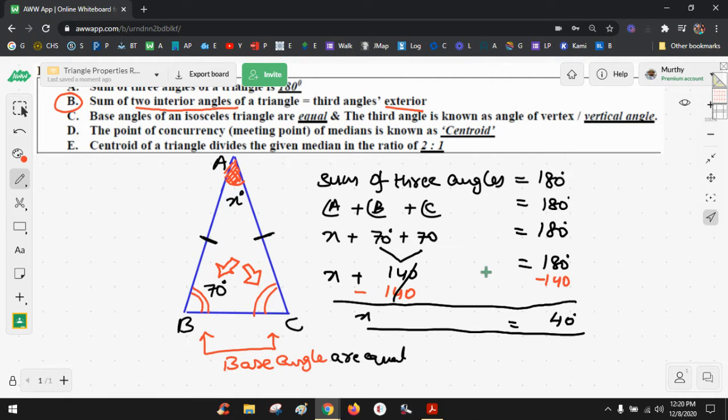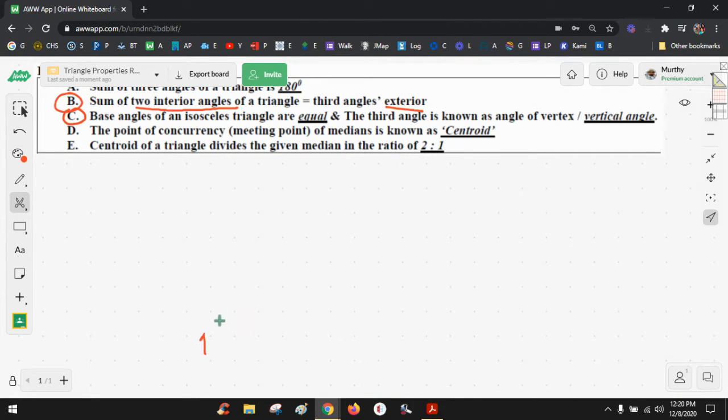Okay, that's point C. And next, point D says that the point of concurrency, let me clear the screen first. Okay, let me clear off the entire screen. So point D says that the point of concurrency, or meeting point of medians, is known as the centroid.